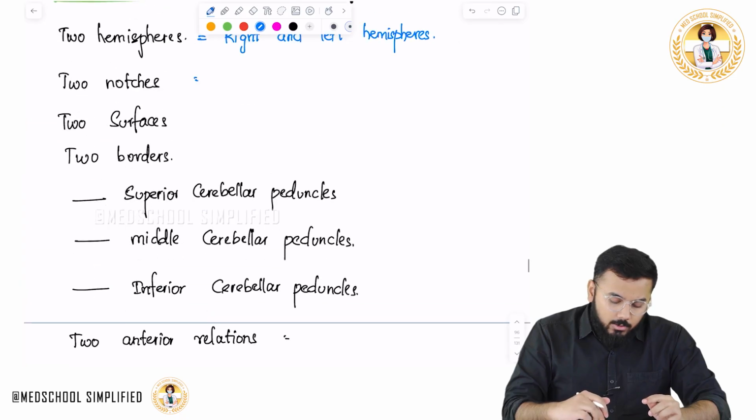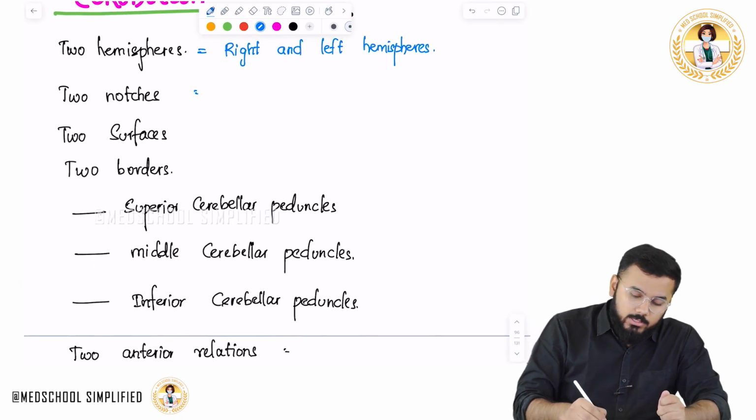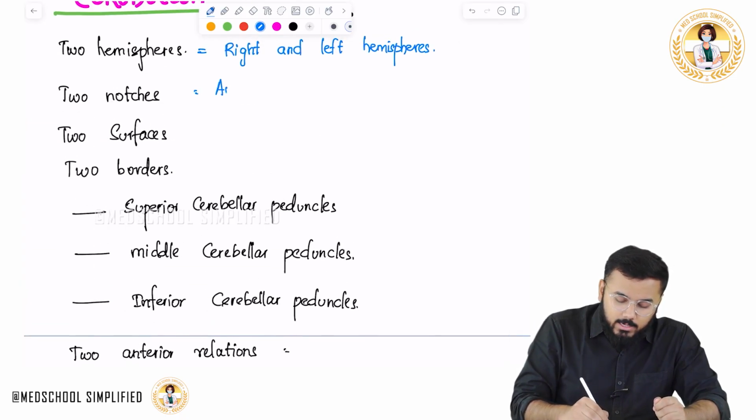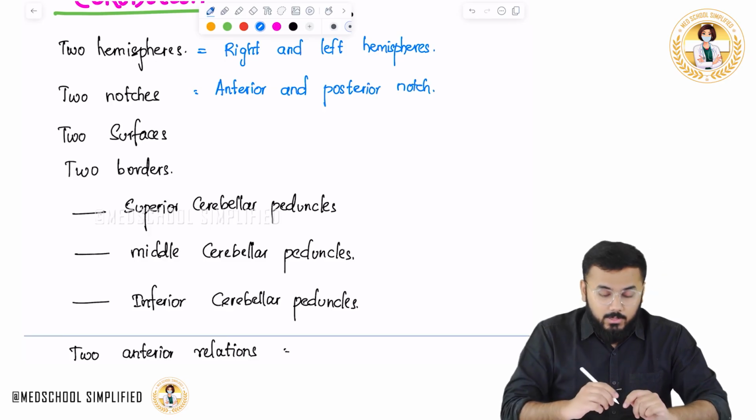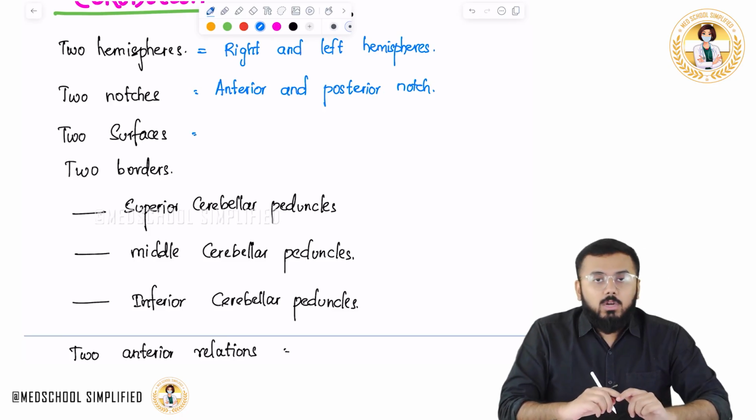So how many notches we have got? Two notches. What are these two notches called? Anterior and posterior notch. Next, what are the two surfaces we have got?